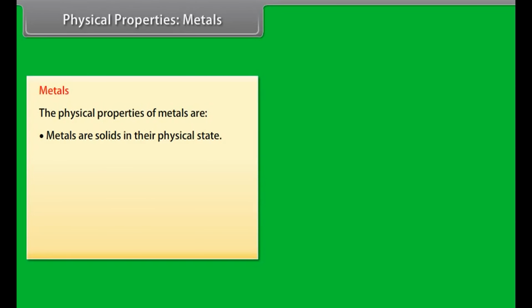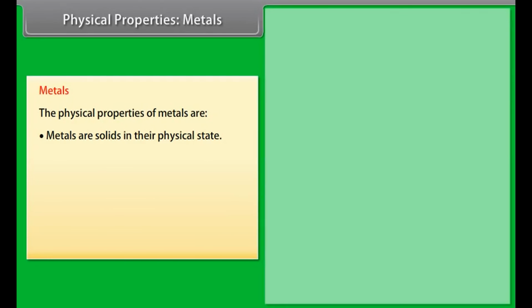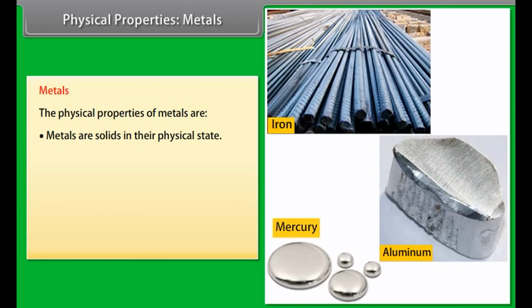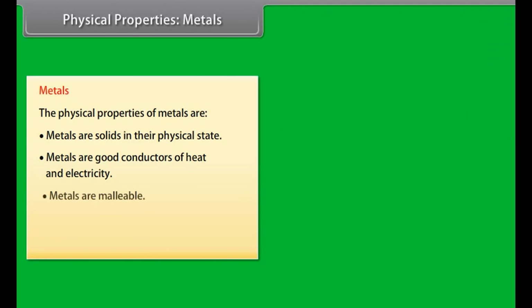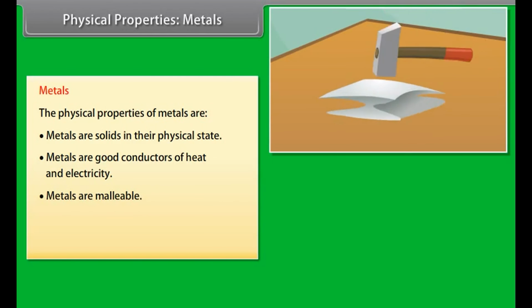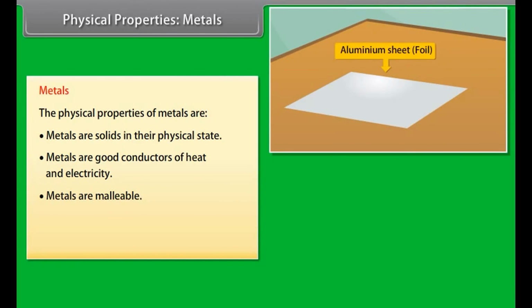Metals are solid at room temperature. For example, iron, aluminium. Only mercury is a liquid metal. Good conductors of heat and electricity. Metals are good conductors of electricity as they have free electrons. For example, silver and copper are the best conductors of heat and electricity, whereas lead is the poorest conductor of heat. Malleable. Metals can withstand hammering and be made into thin sheets known as foils.